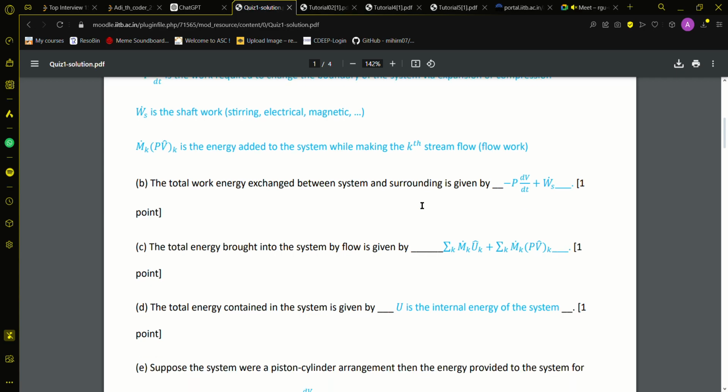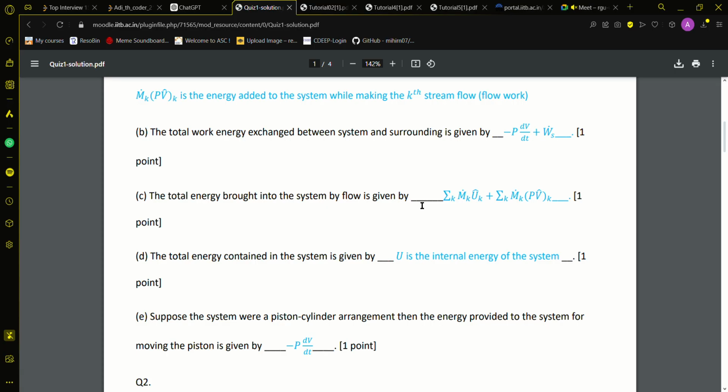And then the next question is the total energy contained in the system is given by. So here the total energy contained is just given by the internal energy of the system, that is U. This is pretty straightforward. And the final question for the first question is, suppose the system were a piston cylinder arrangement, then the energy provided to the system for moving the piston is given by. So when you are moving the piston, you are basically compressing the system, or you could be expanding the system. So the term is given by minus P dV/dt, because this is the only term that deals with the change in volume of the system.